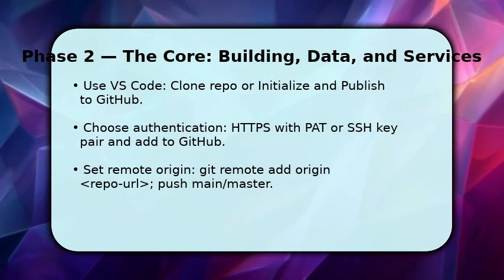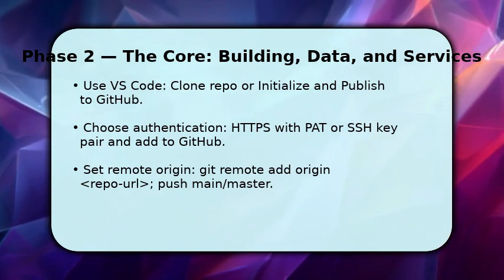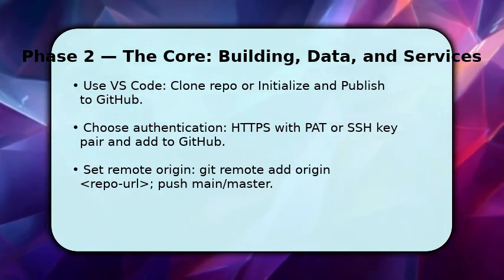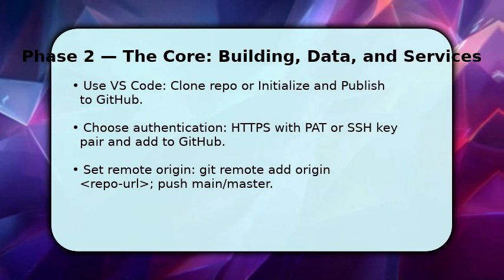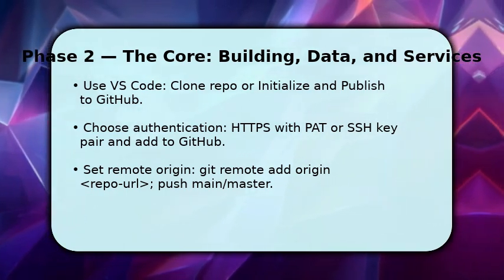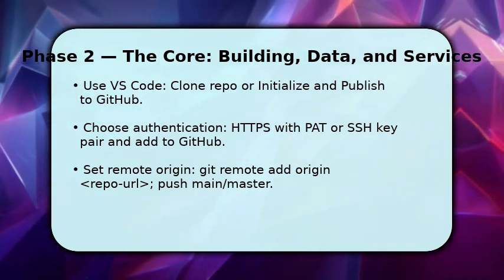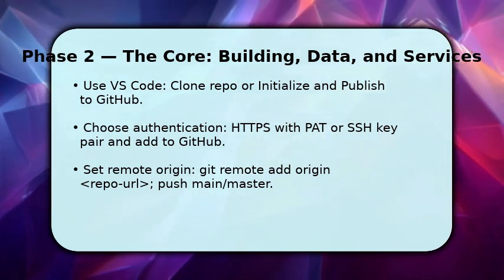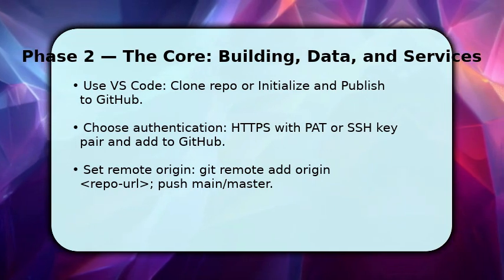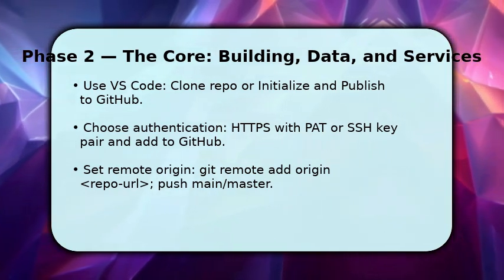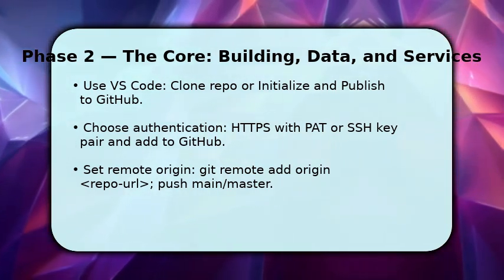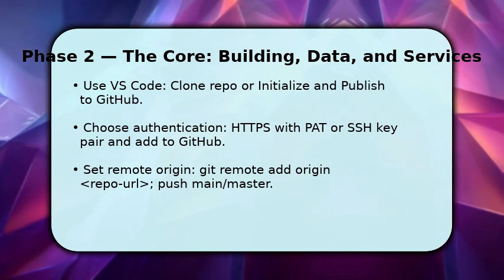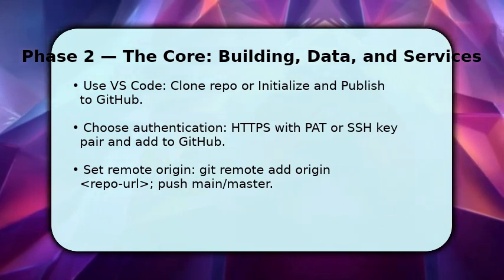You now authenticate and connect the repo. Choose HTTPS with a personal access token for simplicity, or generate an SSH key pair for passwordless pushes. Both are secure. In VS Code, use Clone Repository or the Source Control play button, Publish to GitHub, to create the remote. If you prefer terminal control, run git remote add origin <repo URL> and then git push origin main or master.